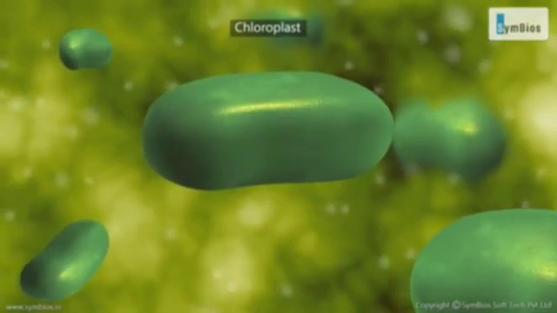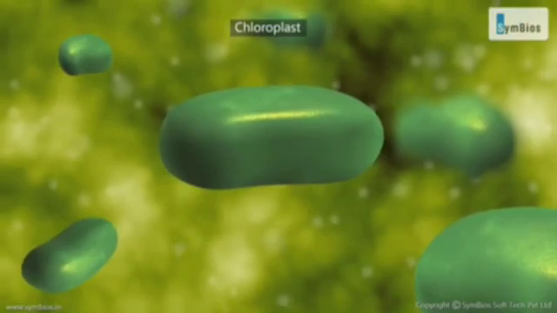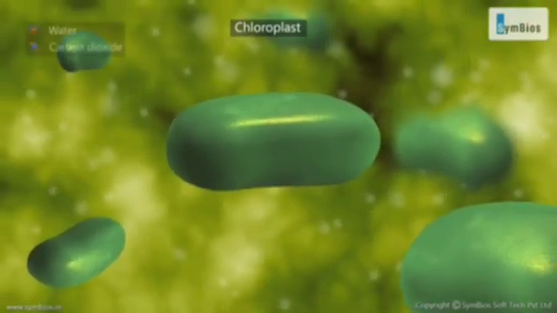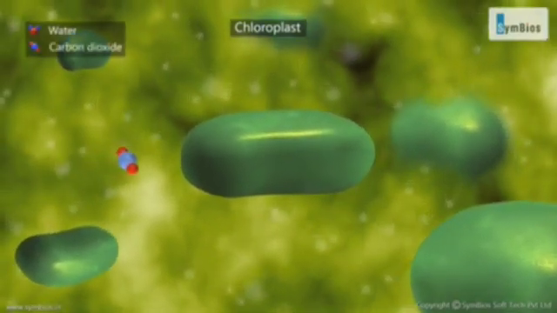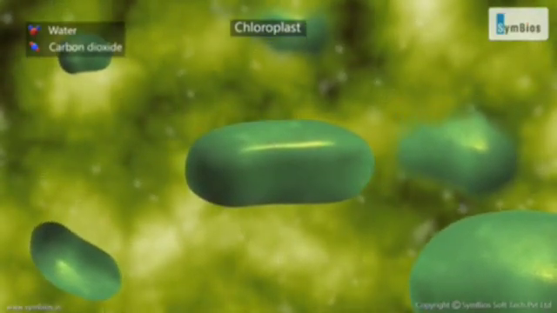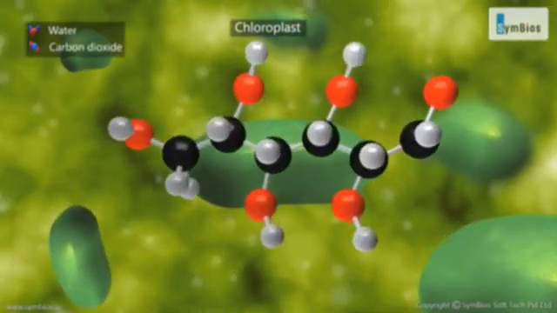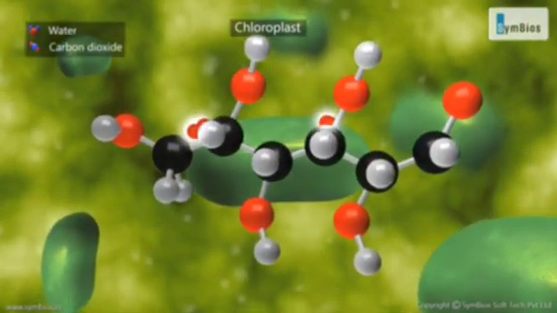Photosynthesis is a process by which green plants are able to synthesize their food in presence of sunlight by taking carbon dioxide from the environment and water from the soil. Food is synthesized in the form of simple carbohydrates like glucose. Oxygen is released in this reaction.